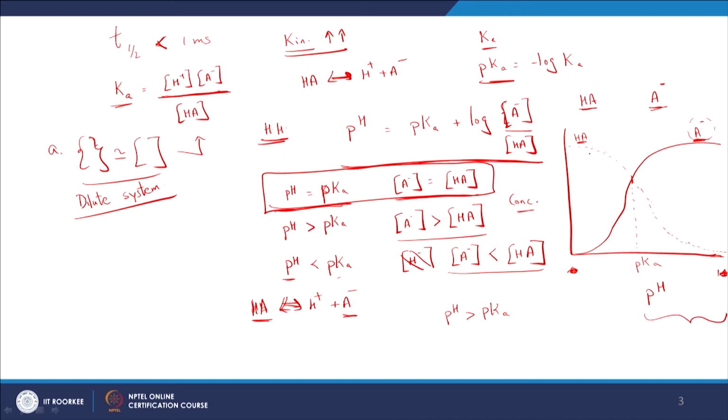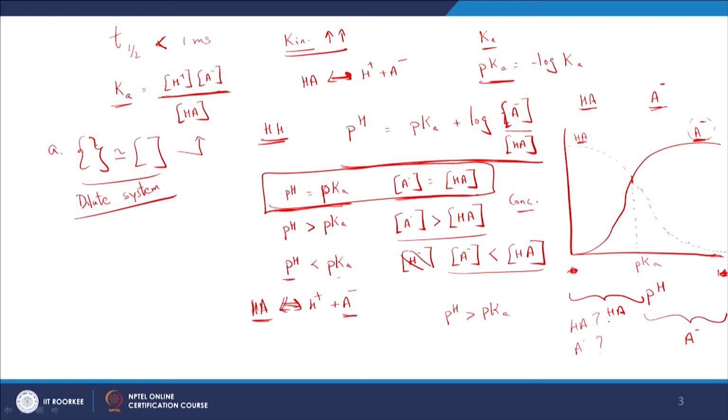Is it the acid HA or the base? As you see from this graph, the form that is predominating here is the conjugate base, A minus, the deprotonated form. So, when pH is greater than pKa, the deprotonated form predominates. But what about this particular zone, when pH is less than pKa? What form predominates now? It is going to be the protonated form HA.